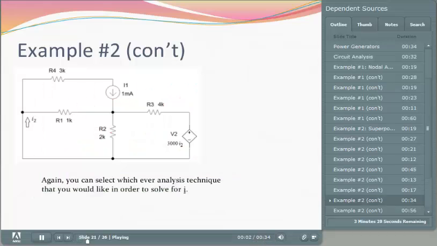Now, having solved for the voltage across the dependent source with the first circuit from superposition, we repeat superposition, turning off V1 and turning on I1. The circuit that we obtain is shown on this slide. Again, you may select whichever analysis tool you'd like in order to solve for I2, even though you used mesh analysis in the previous circuit, as long as you solve for I2 and note that the direction of current is the same in the two circuits.